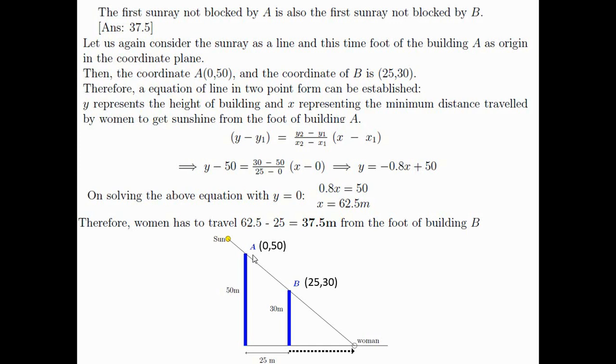From the two-point equation of straight line, we can get y minus y1 equals (y2 minus y1) by (x2 minus x1) into (x minus x1). And on solving the above equation for the woman walking on ground, y equals 0, x equals 62.5 meters. Therefore, the woman has to travel the distance 62.5 meters minus the distance between two buildings A and B. Therefore, 62.5 minus 25 equals 37.5 meters.